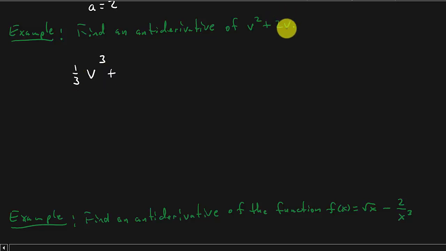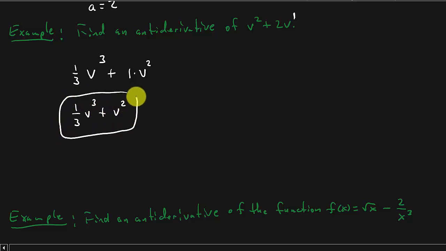All right. And then plus, now let's look at this one. Okay. What do I take the derivative of to get 2v? Well, this exponent is a 1, right? So we know that's going to be v squared. Okay. So the 2 comes down. 2 times what is going to give me 2? Well, 2 times 1, right? And so that's 1/3 v cubed plus v squared.